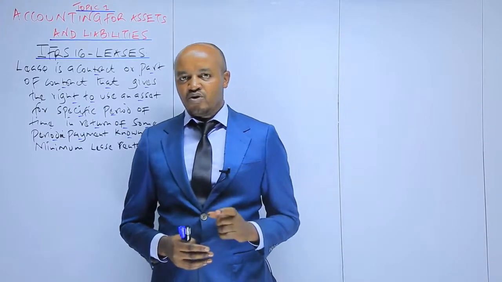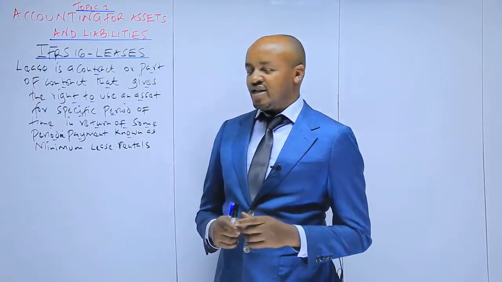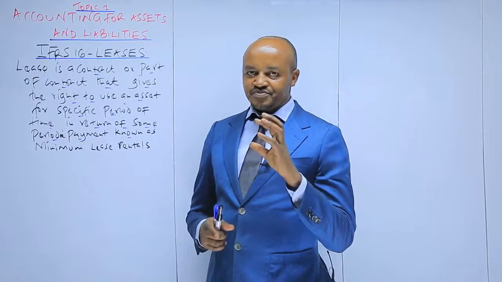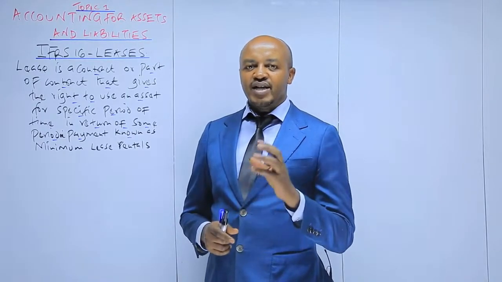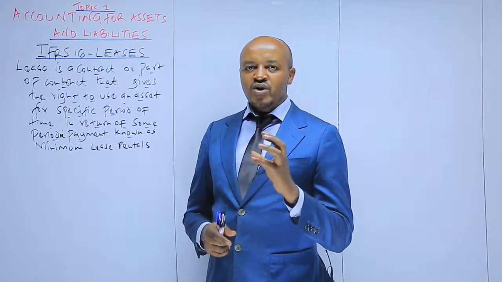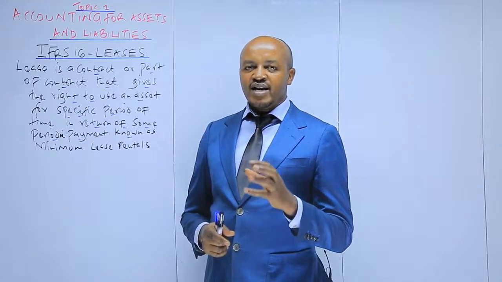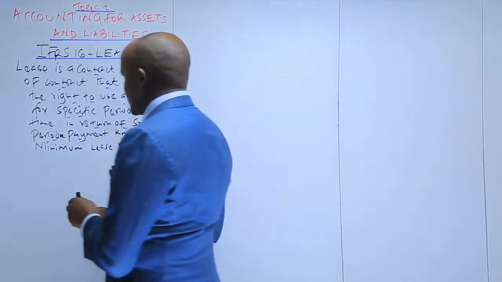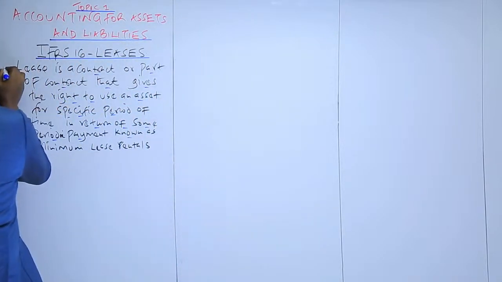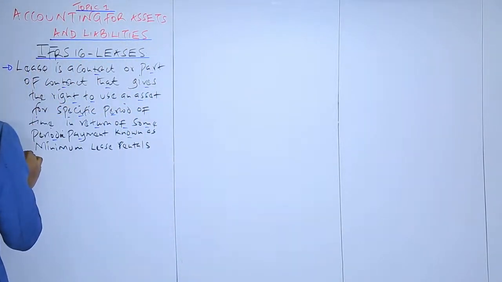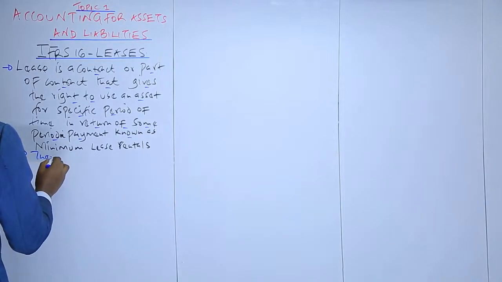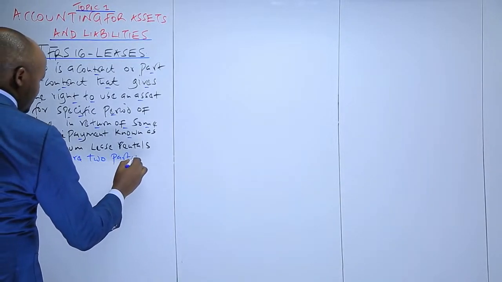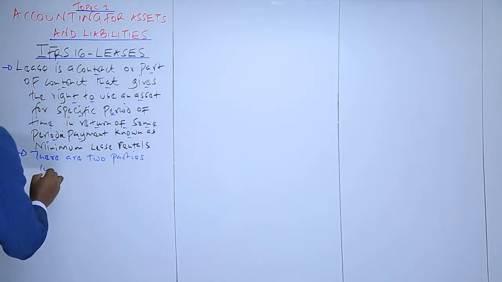It is important to note that in a lease contract, we have 2 parties. We have the owner of the asset, whom we refer to as the lessor, and then we have the person who has been given the right to use an asset. Therefore, we can say that there are 2 parties involved in this contract.